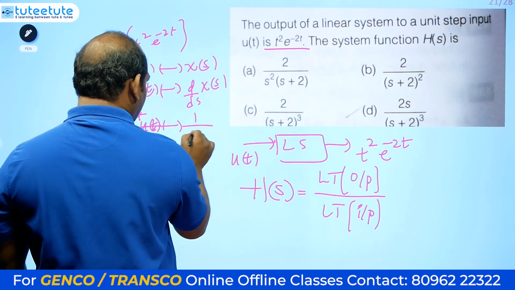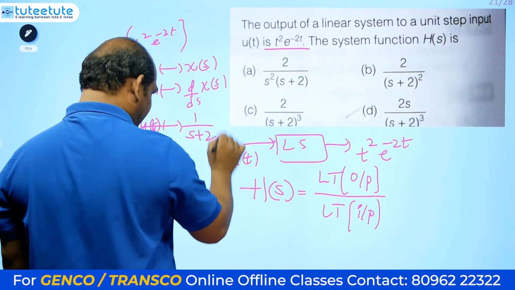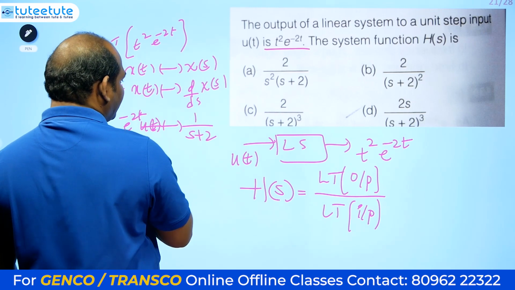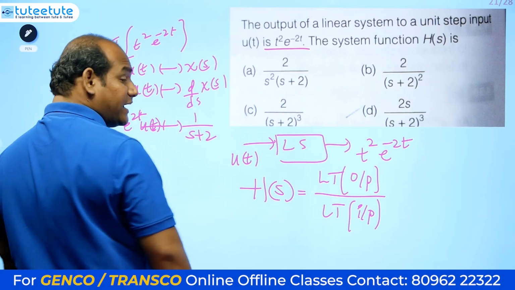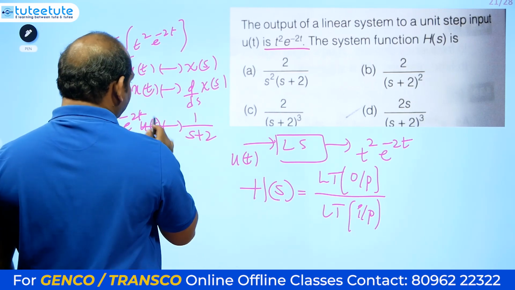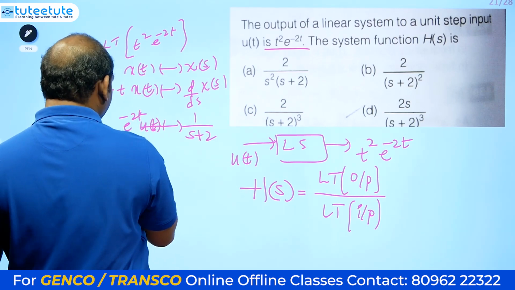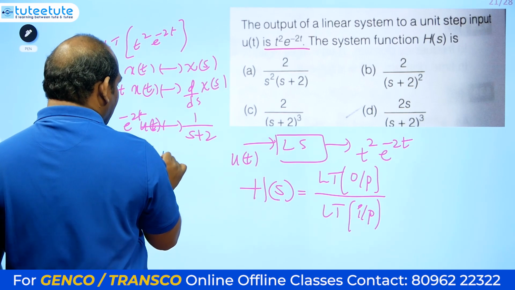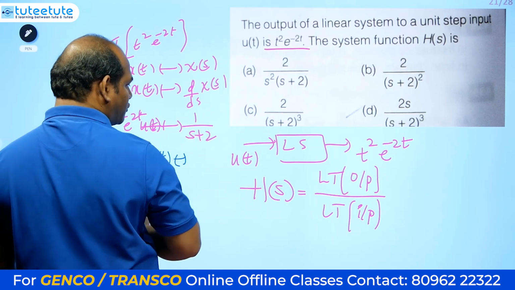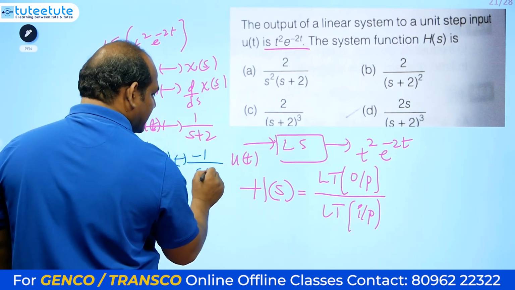So e power minus 2t u of t, its Laplace transform is 1 by s plus 2. Okay, then here t is there. So when you multiply with t, e power minus 2t u of t, here we need to perform differentiation with respect to s, that is minus 1 by s plus 2 square.